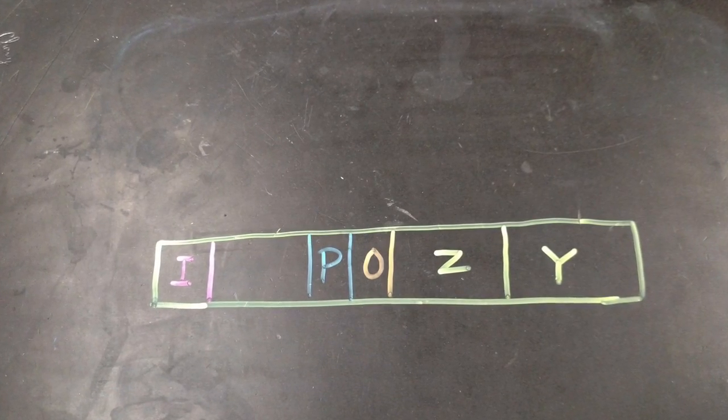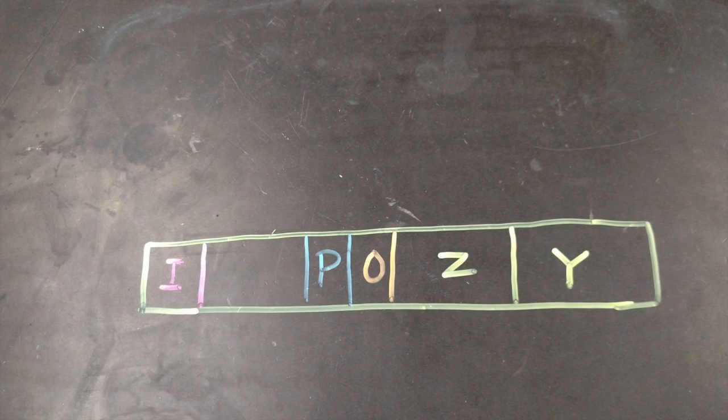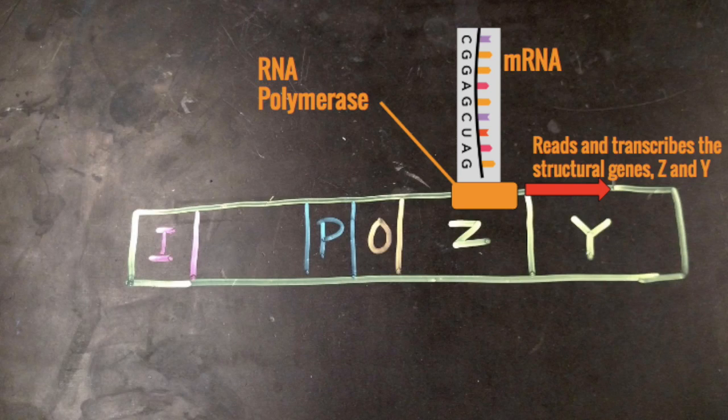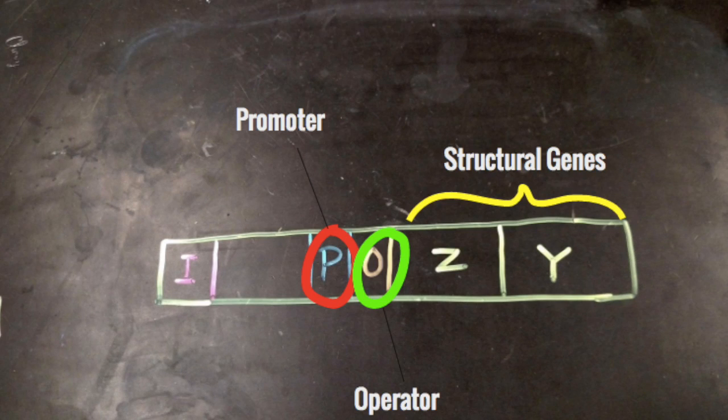What is an operon? An operon is a group of genes that are transcribed at the same time. This means that RNA polymerase reads and creates mRNA strands for all of the genes simultaneously. An operon consists of three main parts: the promoter, the operator, and the structural genes.